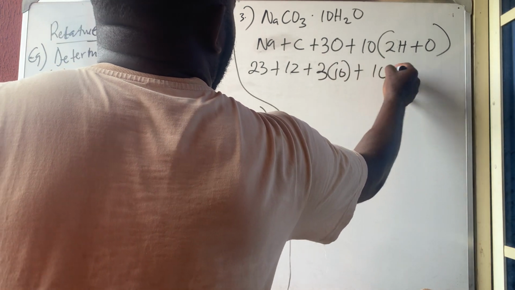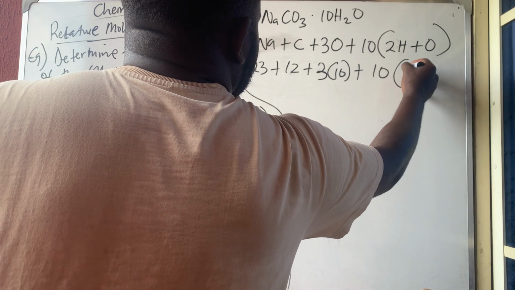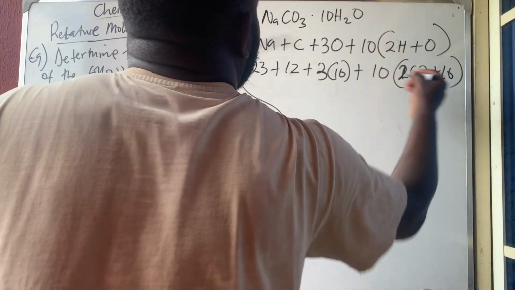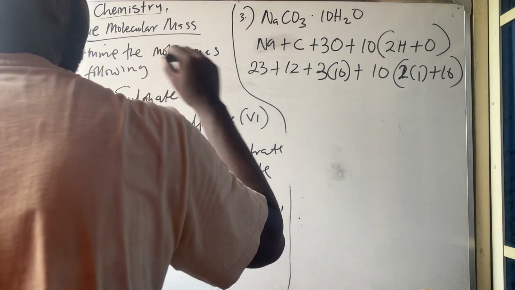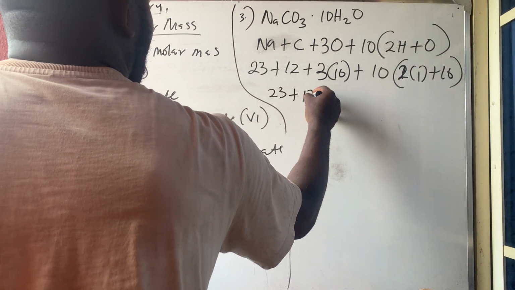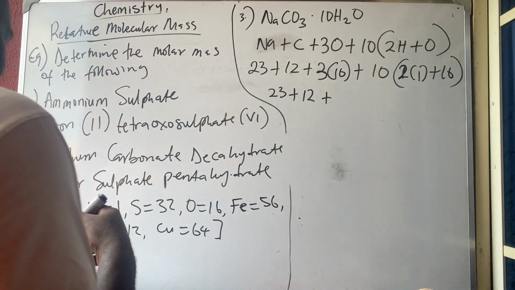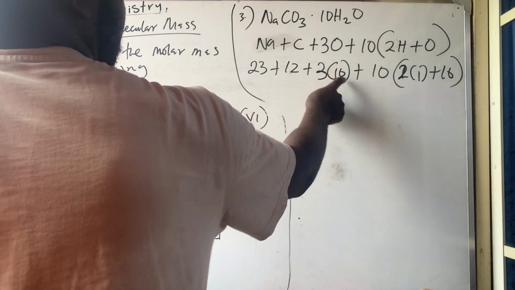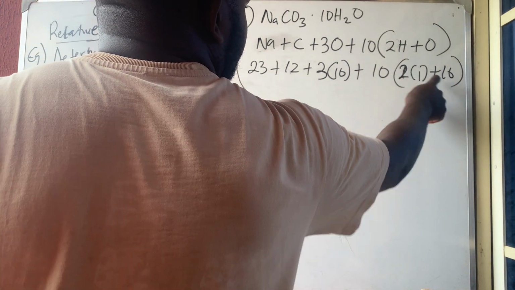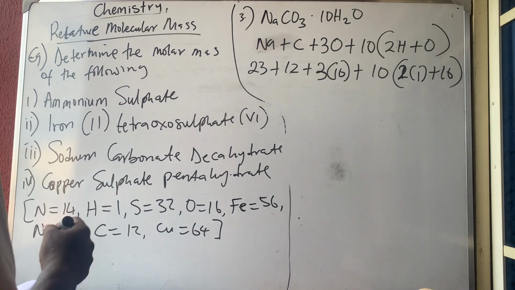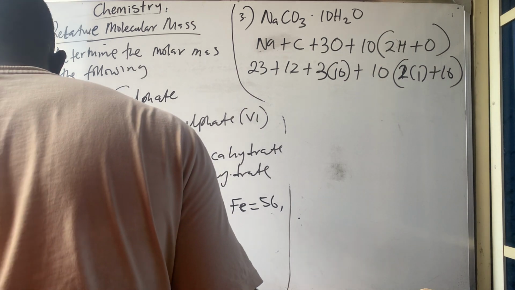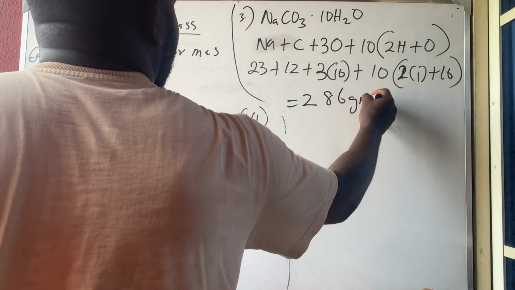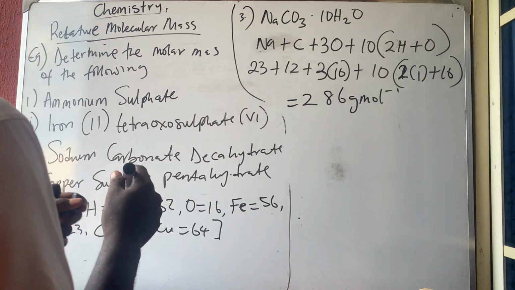Okay, plus 10 into, I told you that water is 18, or let me just say 2 into 1, then plus 16. So if you do that, you're going to have 23 plus 12 plus 48. In fact, press everything together, this plus this plus this, here should be 180. 18 times 10, 180. So if you do everything together, you're going to get 286 gram per mole.